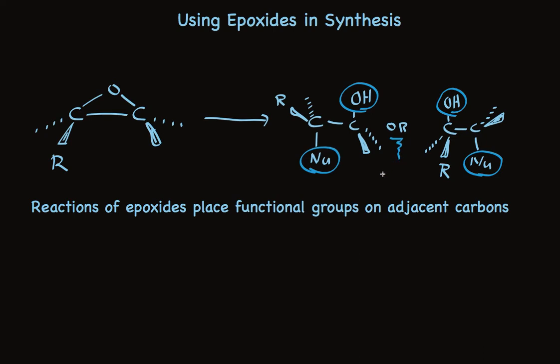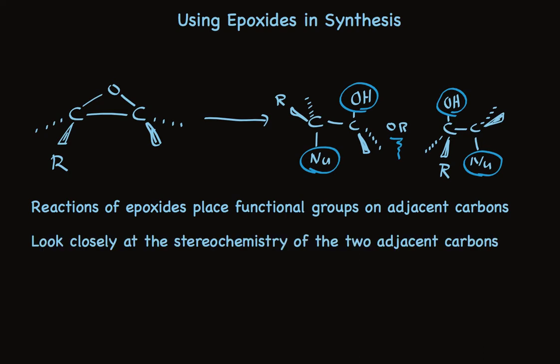reactions. The second aspect of epoxide chemistry that we need to pay special attention to is stereochemistry. We know that because these ring opening reactions are stereospecific, there will be a specific relationship between the nucleophile and the hydroxyl group that is dictated by whatever stereochemistry the reactant had. Keeping these two themes in mind, let's look at a few examples of the use of epoxides in synthesis.